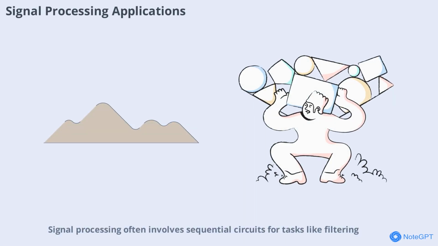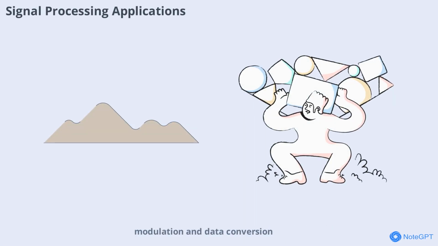Signal processing often involves sequential circuits for tasks like filtering, modulation, and data conversion. Registers and counters are used to manage data streams, while state machines control processing steps. Mastery of sequential logic is key to designing efficient signal processing hardware.